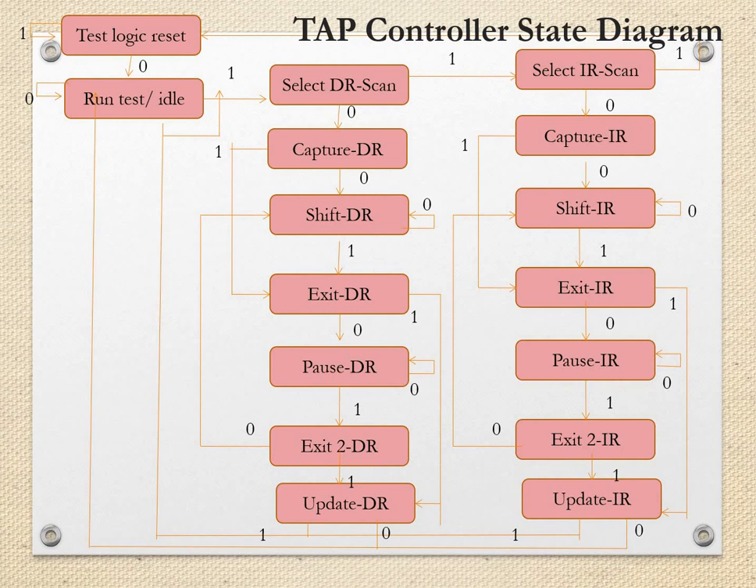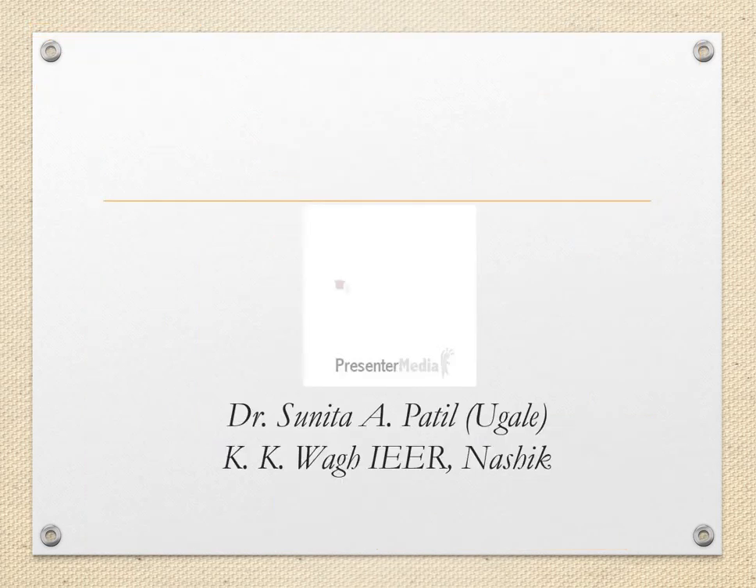Like the first one is select DR scan, then capture data register, shift data register, and then exit data register. Then pause, exit 2, and then update. All instructions related to the data register. In the instruction scan, again similar steps are there related to the instruction register. And then after update, again it will go into the run test idle mode or the test logic reset. And similar steps will be repeated for taking either the information from the external world or from one boundary scan to another boundary scan. Thank you.